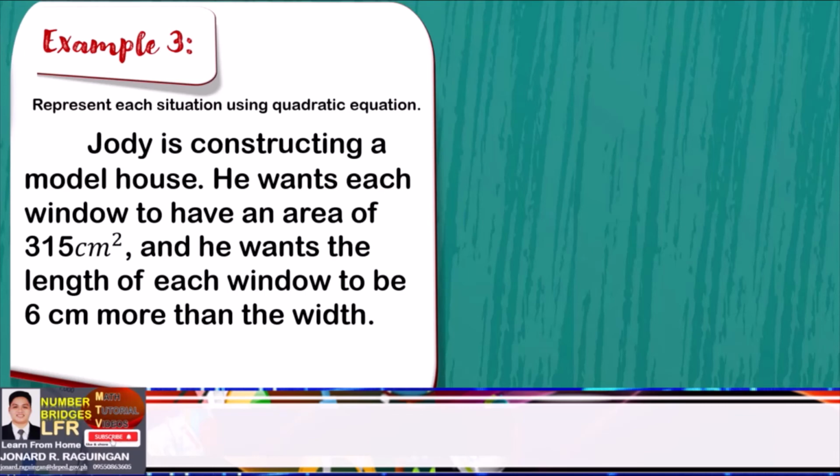Let's have another example. Jody is constructing a model house. He wants its window to have an area of 315 square centimeter, and he wants the length of each window to be 6 centimeter more than the width. First, identify what are the given. The area of the rectangular window is 315 square centimeter.